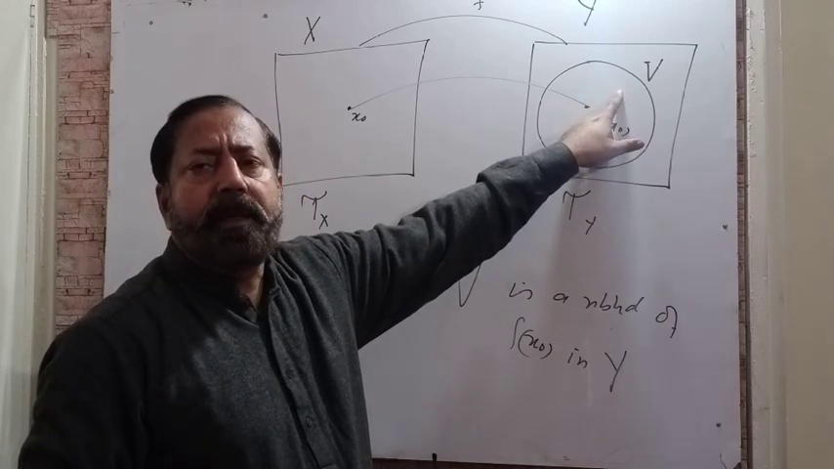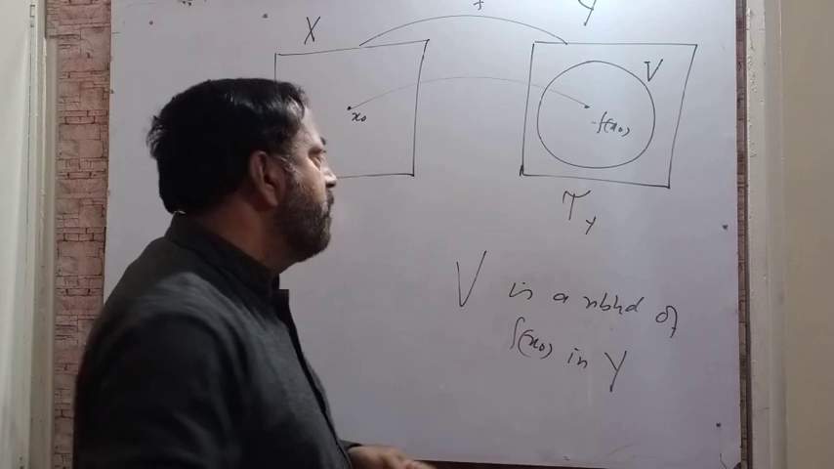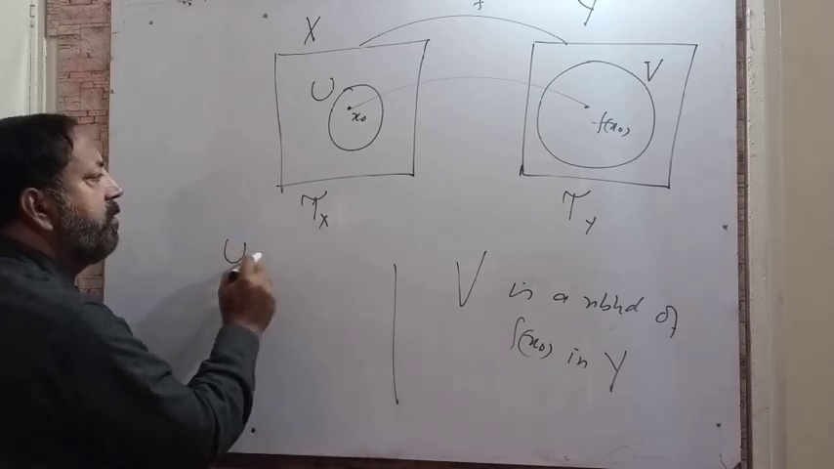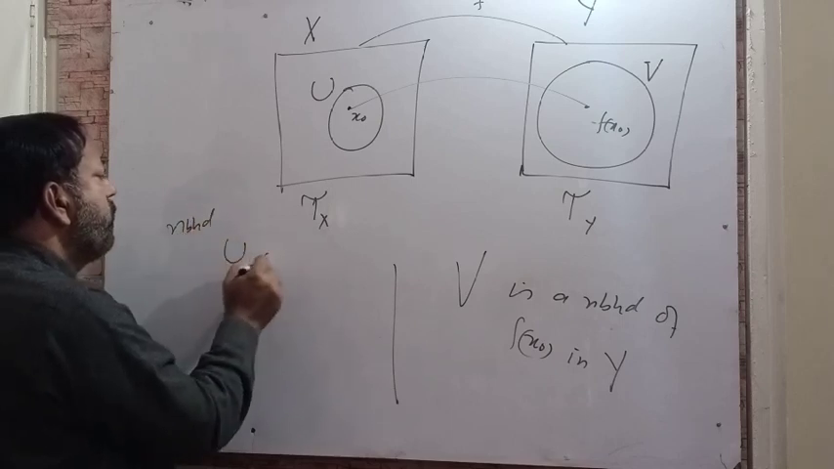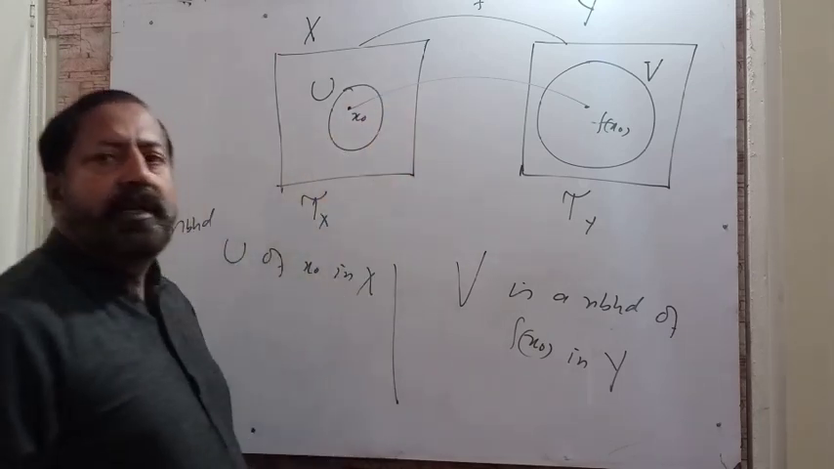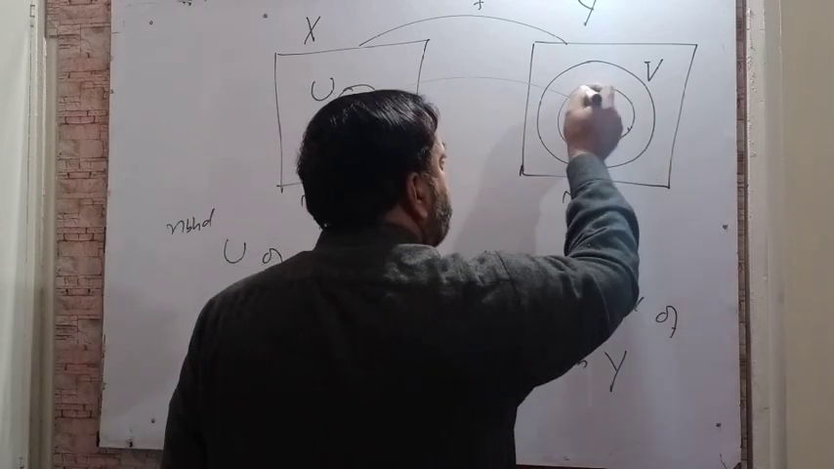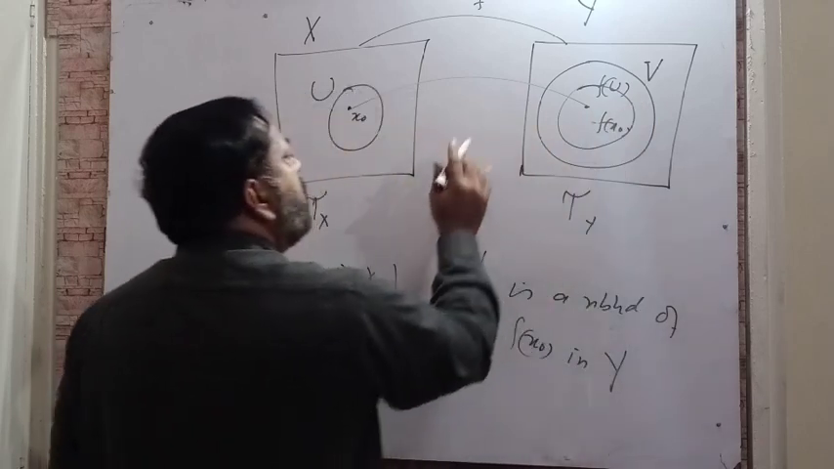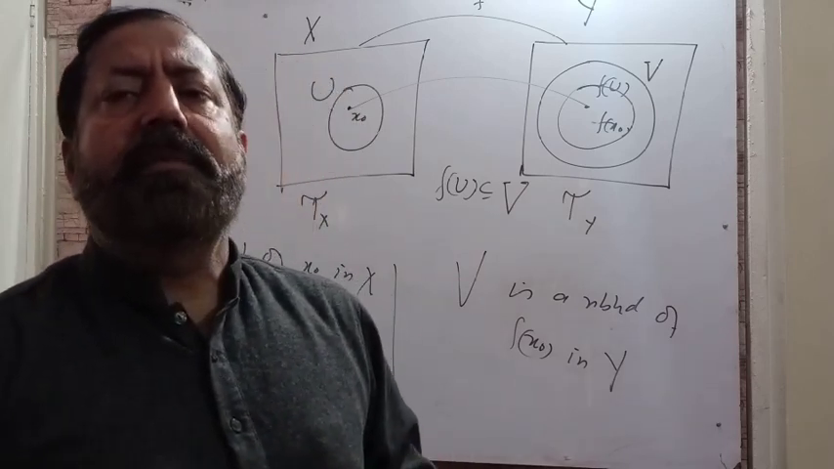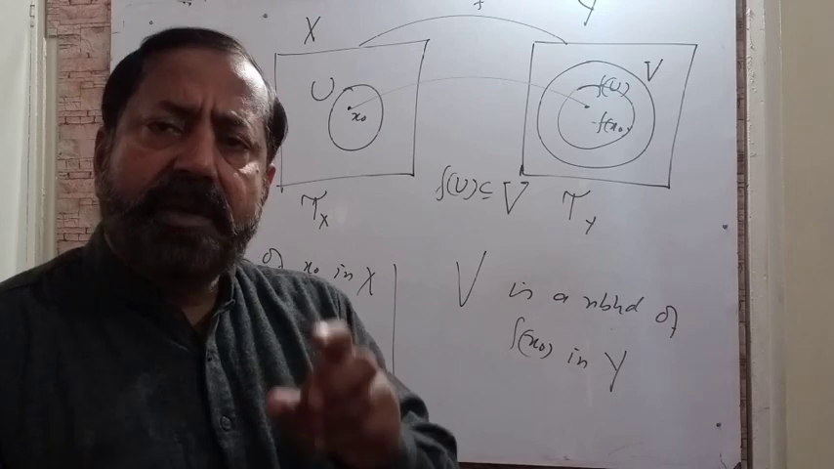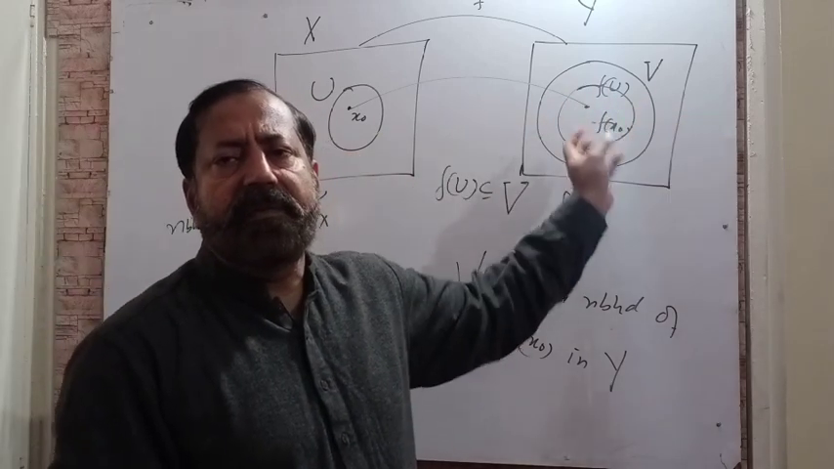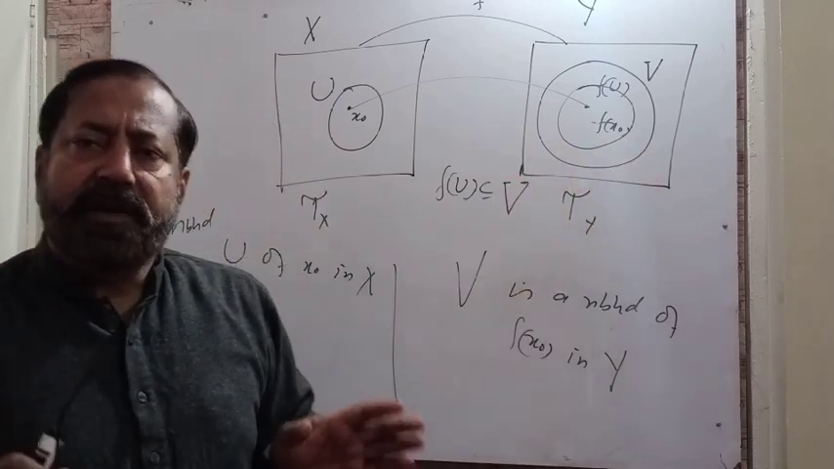Whenever you find a neighborhood V of f(x naught) in Y, there must be a neighborhood U of x naught in X such that if you find its image set, then its image set is in V. So f(U) is a subset of V. And this is not for one neighborhood of f(x naught). If you can find a neighborhood in X corresponding to every neighborhood V of f(x naught), then we will say that our function is continuous.